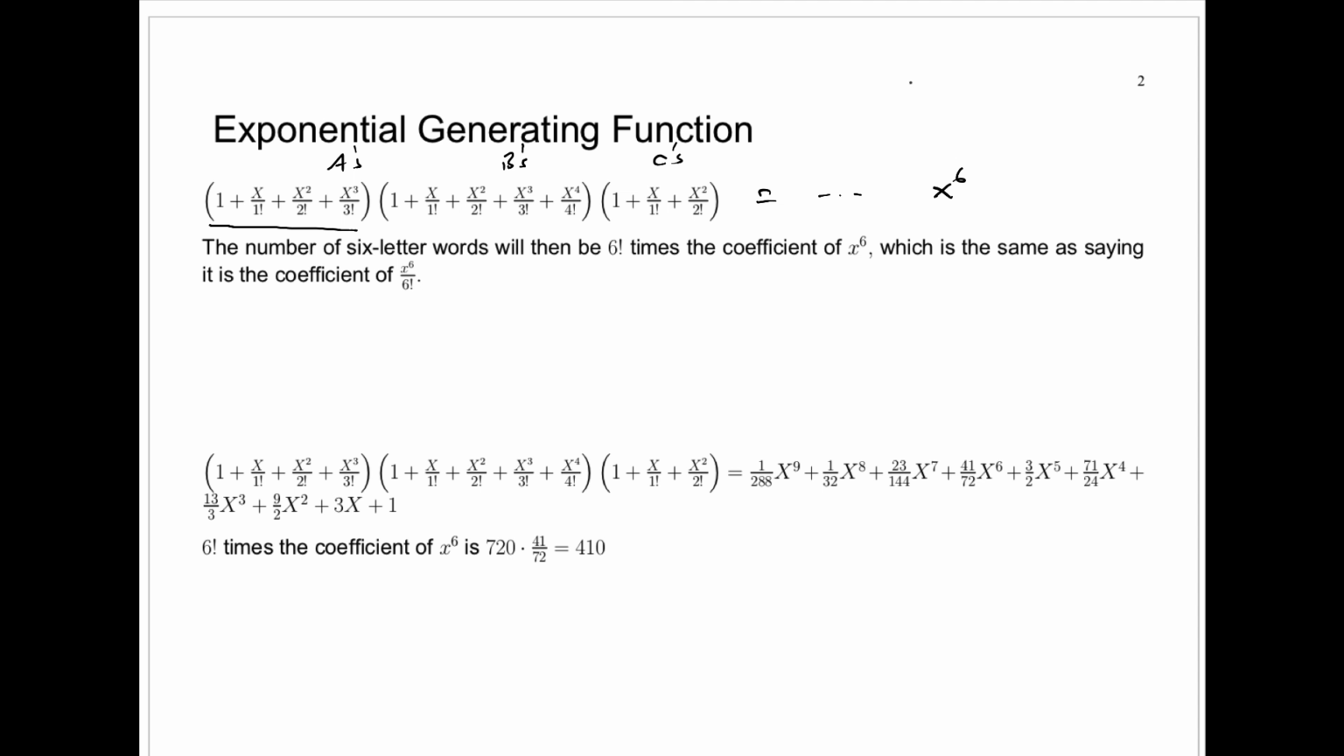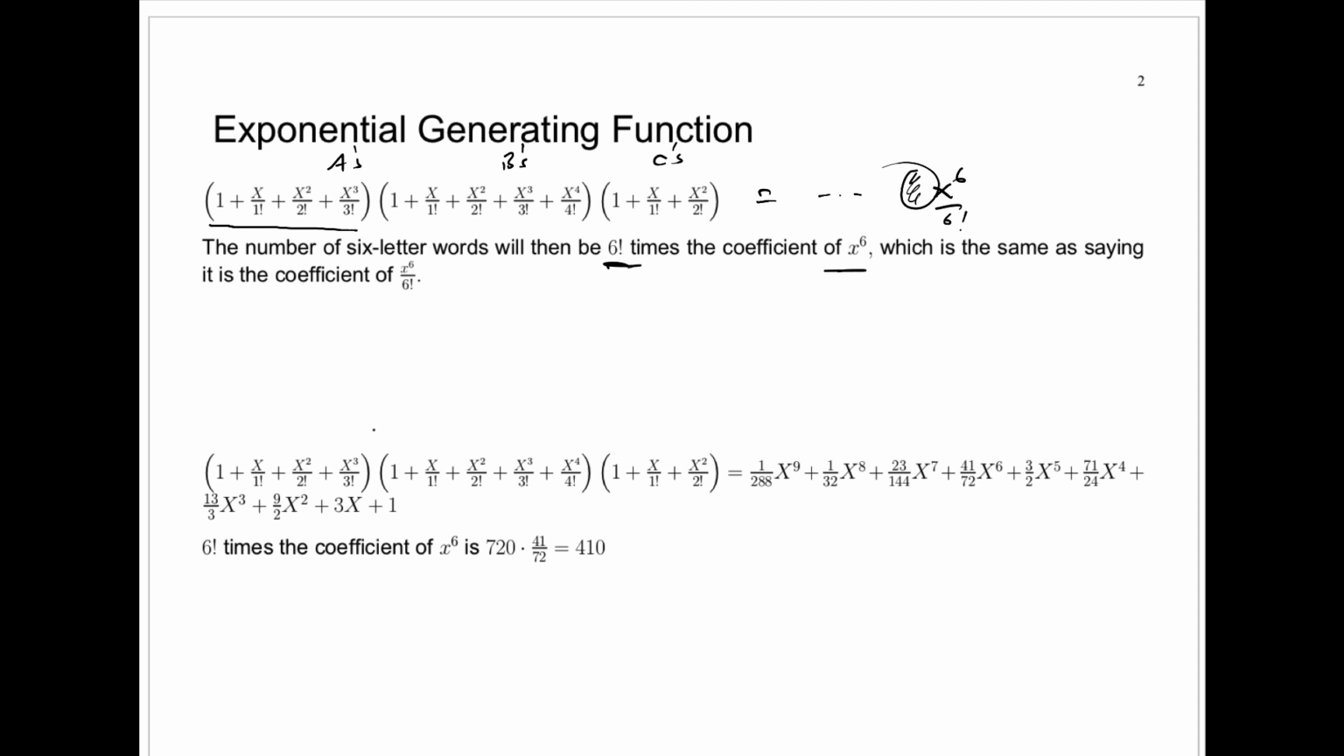You're going to have the denominators that appropriately take into consideration how many repetitions we have. The only thing we're missing is the 6 factorial. So the number of 6-letter words will be 6 factorial times the coefficient on x to the 6th. And we're going to see in a minute that's the same as saying we write this out as something divided by 6 factorial, and then we just want whatever coefficient is multiplying x to the 6th over 6 factorial. That coefficient would itself be 6 factorial times whatever would have been multiplying x to the 6th if we didn't have this denominator here.